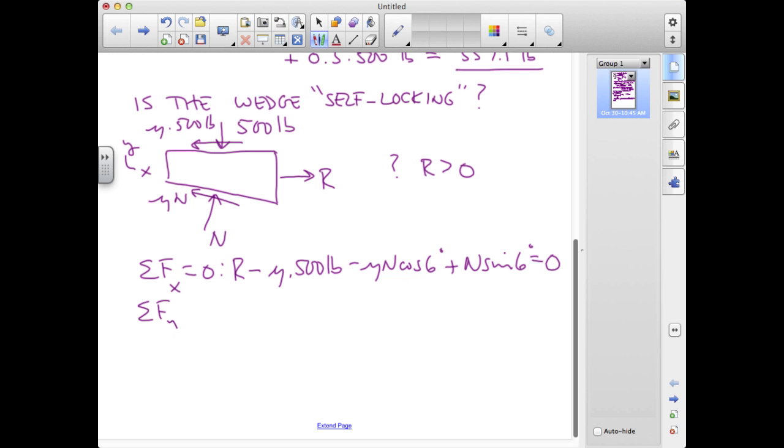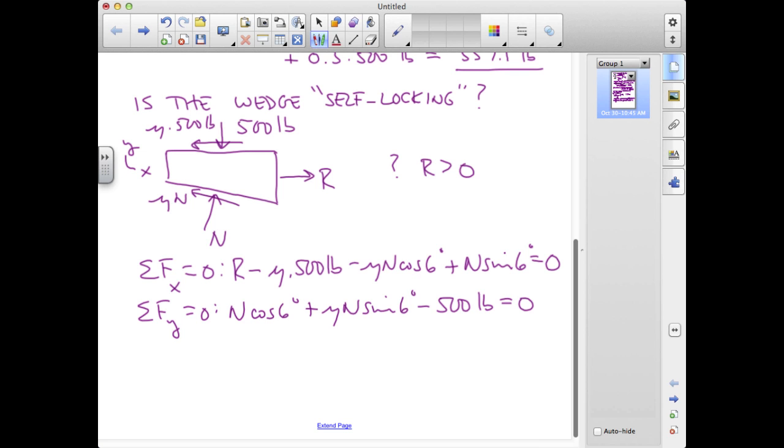And in the y direction, we have N cosine 6 degrees plus mu N sine 6 degrees minus 500 pounds equals 0. So once again, we can use the vertical equilibrium equation to solve for the normal force N.